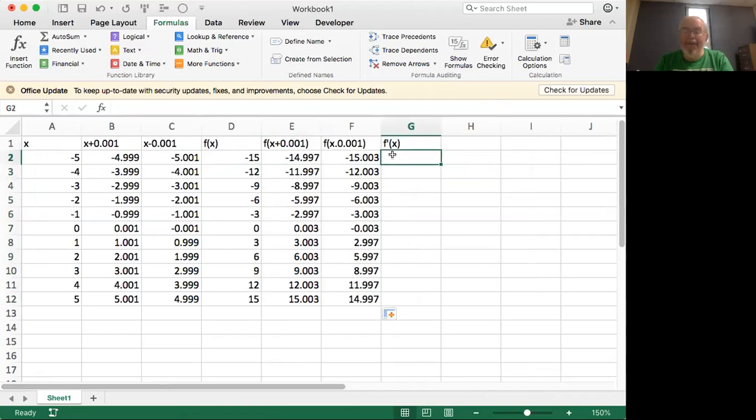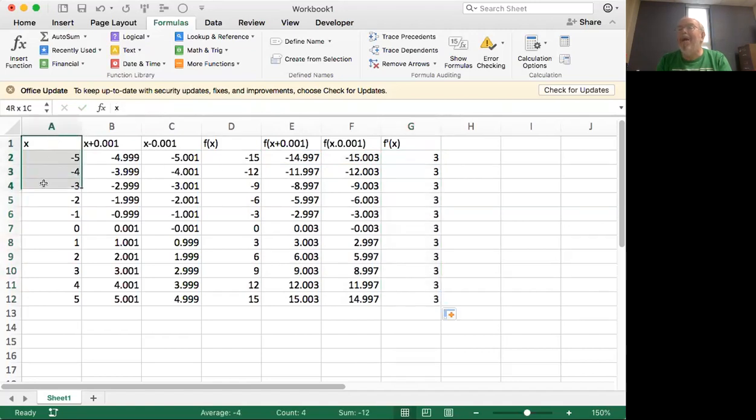And then to get the derivative, that was E2 minus F2 divided by 0.002, making sure that E2 minus F2 is in parentheses, so that I have my order of operations. And what I'm going to see when I do this is the derivative is 3. Well, that makes sense. If I have a straight line, I've already zoomed in far enough for it to look like a straight line. And the slope was 3 in the line, so when I zoom in, the slope is still going to be 3.